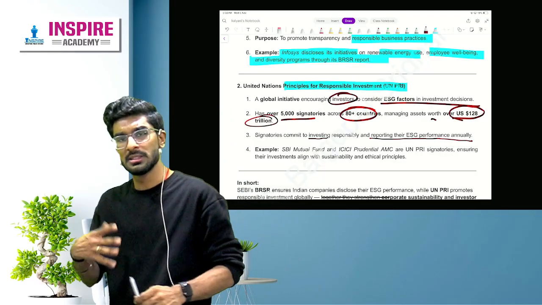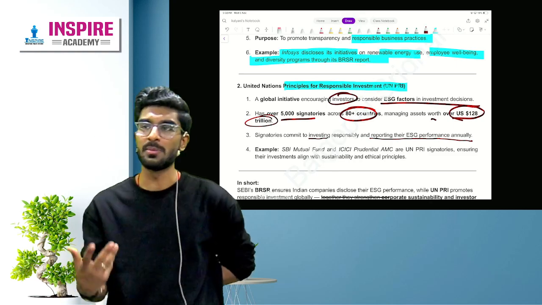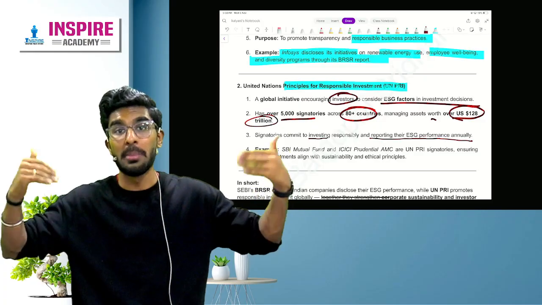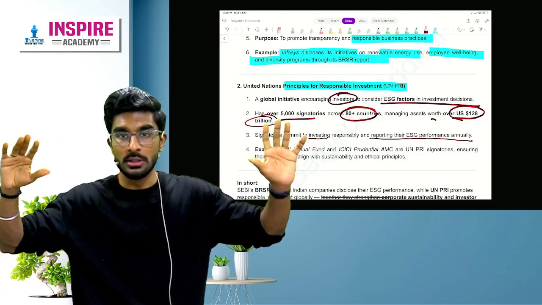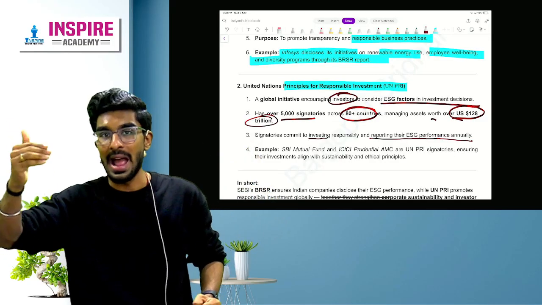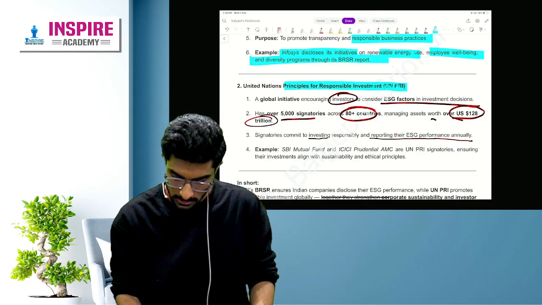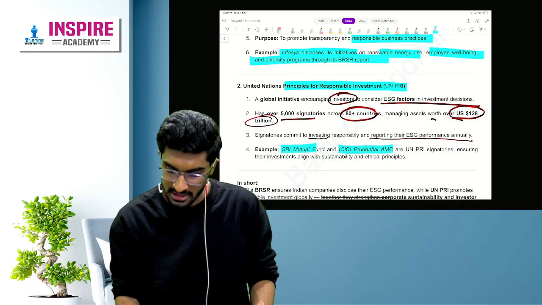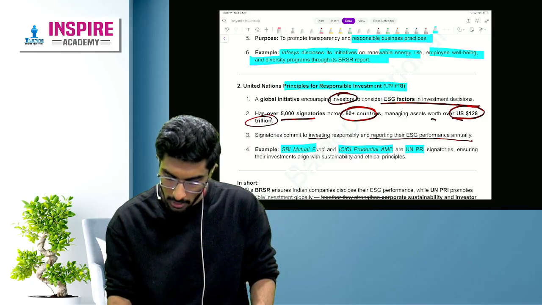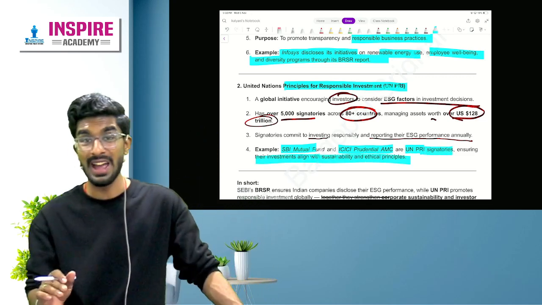That means what? In layman language, if I want to explain this to a 10-year-old, I can say this is a club formed to make this planet a better planet, where there are 5,000 participants. Everyone is supposed to disclose their conduct annually on the basis of those principles. Examples are SBI Mutual Fund and ICICI Prudential Asset Management Company, which are UN Principles for Responsible Investment signatories, ensuring their investments align with sustainability and ethical principles.